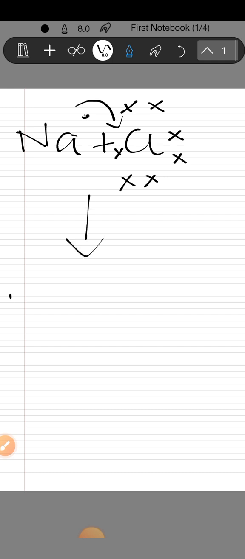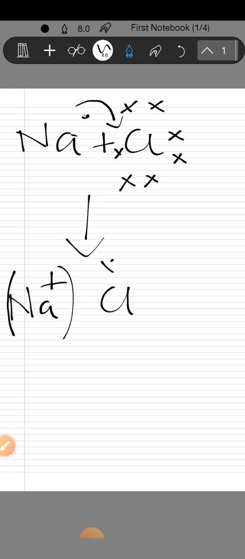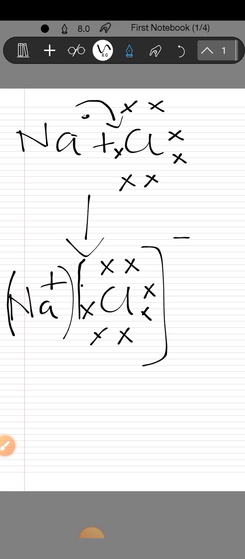So how I write it finally is, because sodium has donated one electron, it gets a plus charge. And then chlorine will now be getting 8 electrons because one is being donated by sodium. And then I write a negative charge and I close it with the brackets. So this is how we write the formation of NaCl.